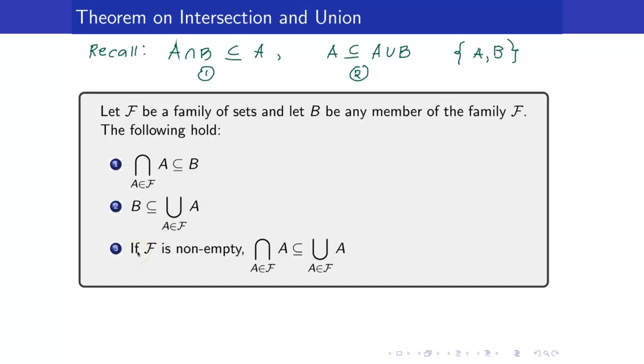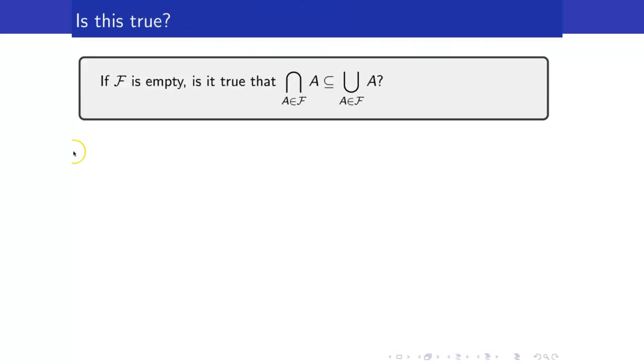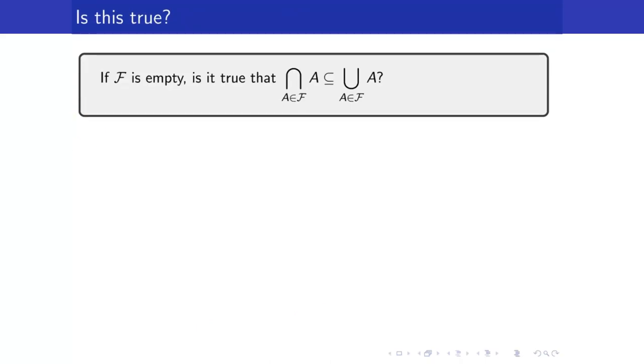However, for number 3, take note that we need the assumption here that script F is non-empty for this to be true. Take note that this is just a generalization of A intersection B will be a subset of A union B. So the intersection of all the sets will be a subset of the union. However, again, the assumption here is that F is non-empty. If the family of sets is empty, is it true that the intersection of all the sets will still be a subset of the union?